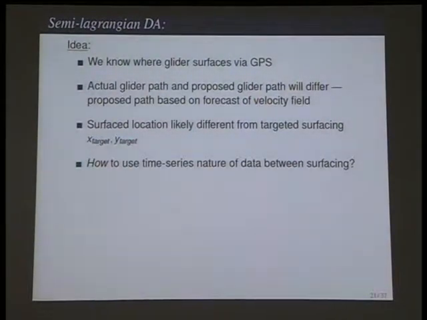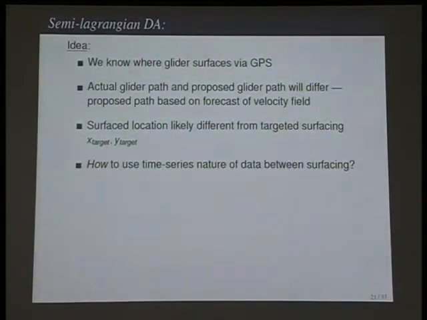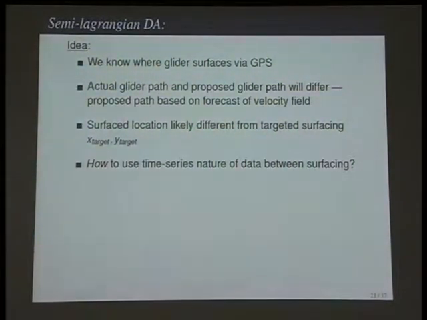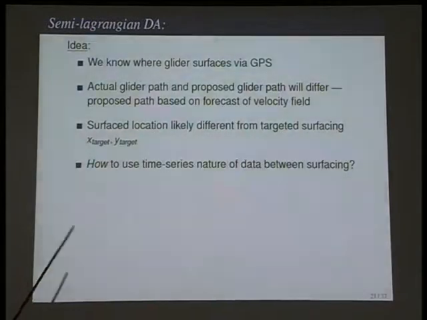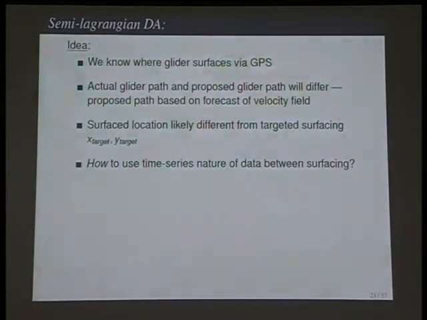Okay, so the semi-Lagrangian data assimilation idea. It's a one-step ahead approach, because we're going to know where the glider surfaces. It's going to come up and say, I'm here. It's going to presumably come up somewhere different than we told it to come up, because it didn't have a perfect prediction of the currents. So the actual glider path and the proposed glider path will likely differ, because the proposed one was based on some forecast of the velocity field.